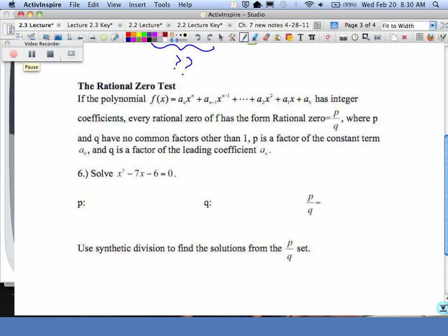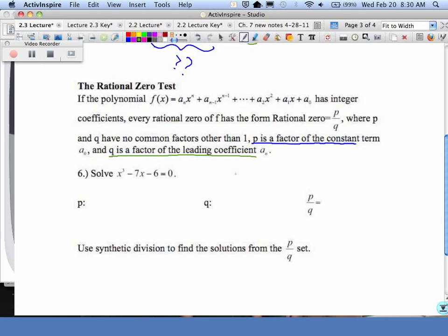So, the rational zero test. We're going to take a polynomial that has integer coefficients, and we're going to write it in a p over q form, where p and q have no common factors other than 1. You have to understand that right here, p is a factor of the constant term, and q is a factor of what we call the leading coefficient. So p is at the end of the polynomial, and q is at the beginning.